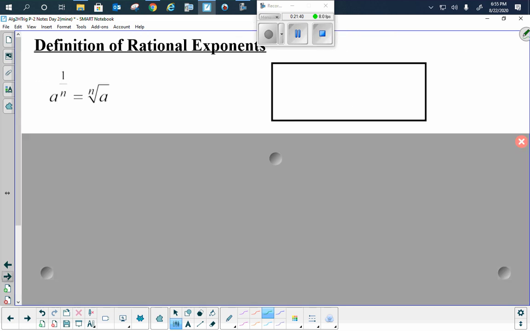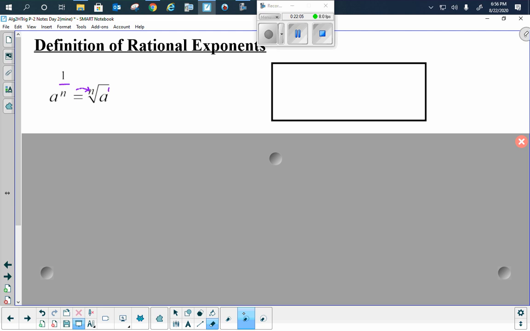All right, so definition of rational exponents. So if you have a to the 1 over n power, and I'm not positive if you can see that, but that does say 1 over n to the power, then the n is here, guys, and the 1 is there. That's not written. Okay, so that's like a to the 1 over n power.